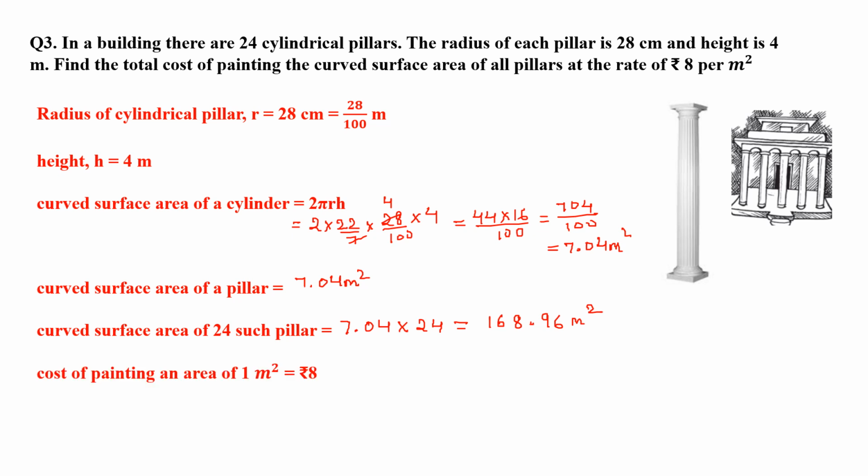Now cost is given. Cost of painting an area of 1 meter square is 8 rupees. And how much area you have to paint now? You have to paint this much area, right? So what will be the cost? Cost will be 168.96 multiplied with the cost of 1 meter square, which is 8 rupees. And if you multiply it, you will get 1351 rupees 68 paise. So this is the total cost of painting of all the pillars.